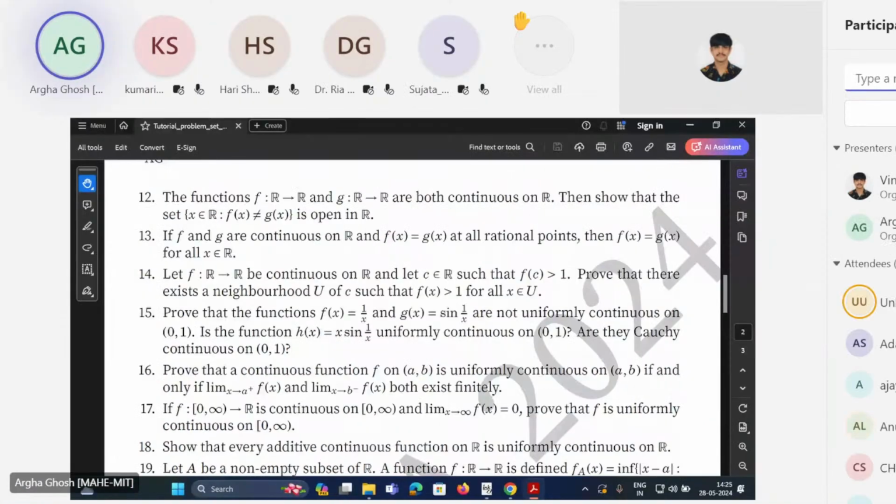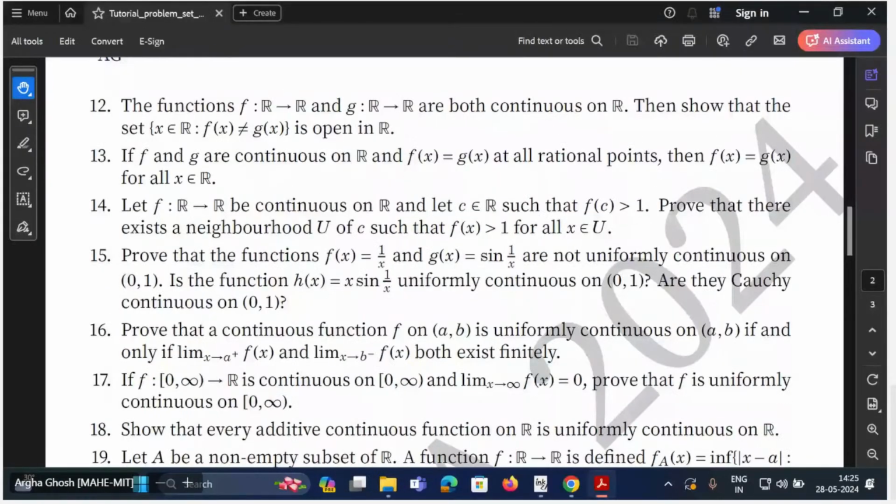Look at question number 15. Prove that the functions f of x equals 1 by x and g of x equals sin 1 by x are not uniformly continuous on (0, 1). Oh, you already solved this problem during lectures.